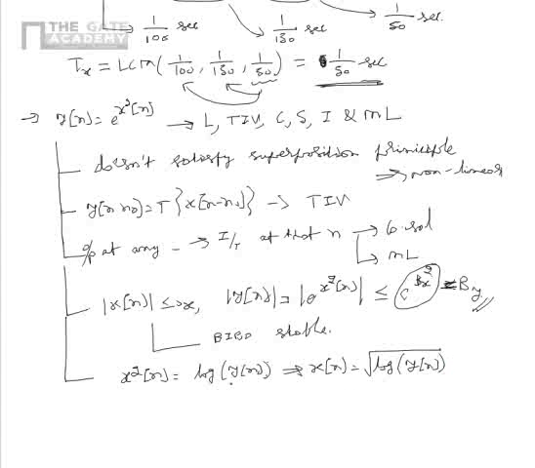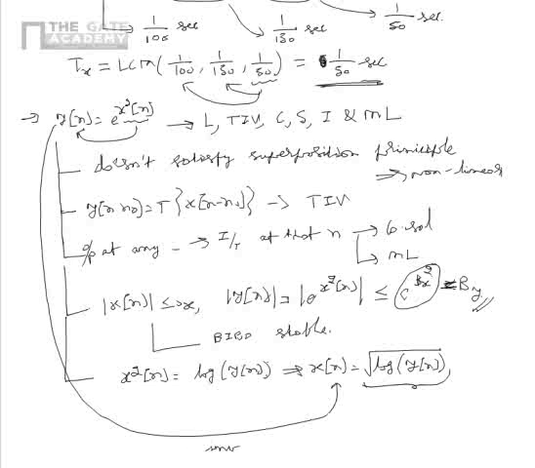From this, we see that for the given system, given any input x of n, we get an output y of n, and from the obtained y of n, we can get x of n back using the transformation x of n is equal to square root of log of y of n. From this, we see that the given system is invertible, and the inverse system of the given system is x of n is equal to square root of log of y of n.